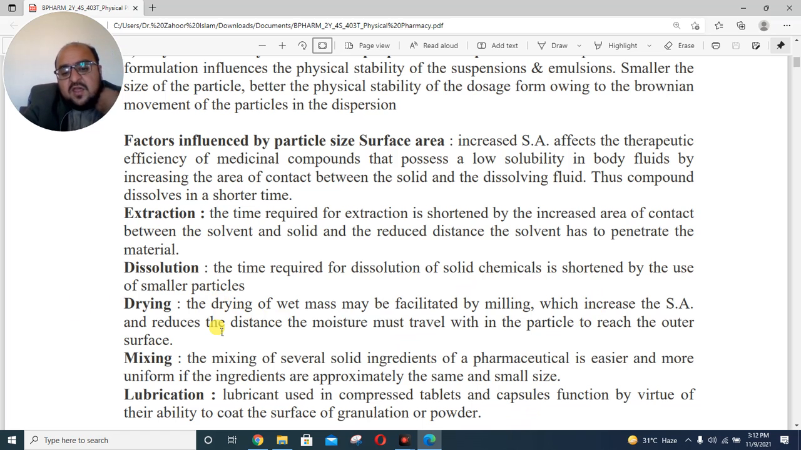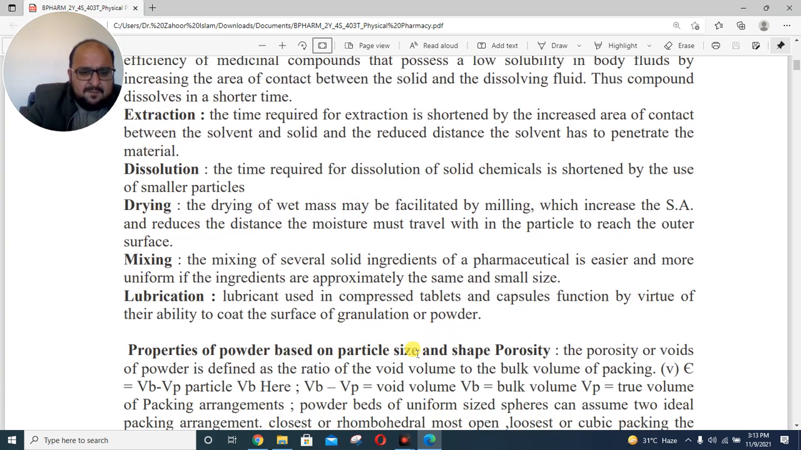And drying: the drying of a wet mass may be facilitated by milling, which increases the surface area, so it will reduce the distance the moisture must travel within the particle to reach the outer surface. Mixing: the mixing of several solid ingredients of a pharmaceutical is easier and more uniform if the ingredients are appropriately small in size. And lubrication: lubricants are used especially in compressed tablets and capsules, and function by virtue of their ability to coat the surface of the granulation or powder.